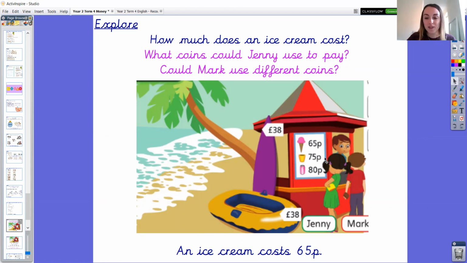Well done, Year 2. Mark also bought an ice cream. Could Mark have used different coins to Jenny? So can you think of more than one way of making 65p? Please pause the video here to discuss your thinking or note your ideas on your whiteboard or in your maths book using addition number sentences.